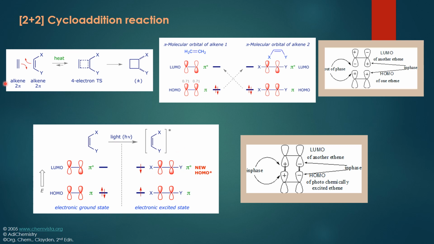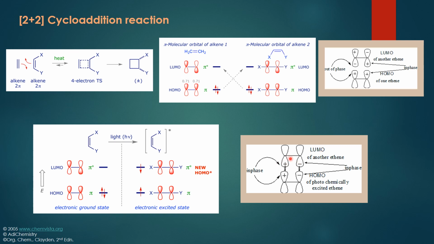Now these two interact. This is the HOMO of the photochemically excited alkene, which has one node, plus minus, shown here, and it interacts with the LUMO of the ground state alkene, the other alkene. The HOMO combines with the LUMO, and the interaction happens between them. What is the LUMO of the other alkene? This is the LUMO of the other alkene.